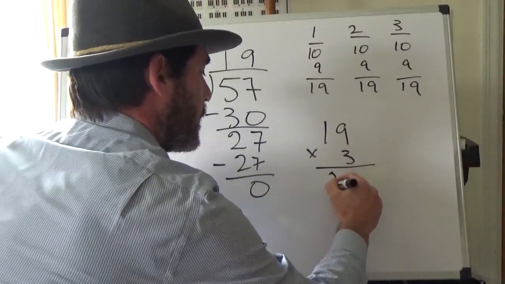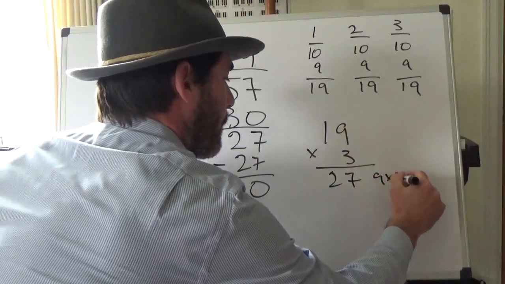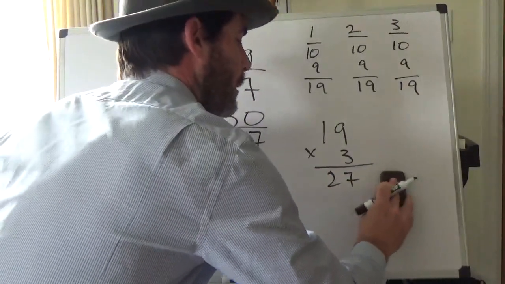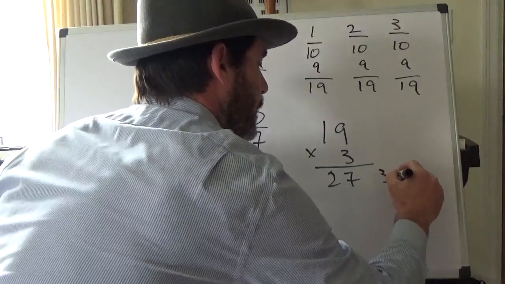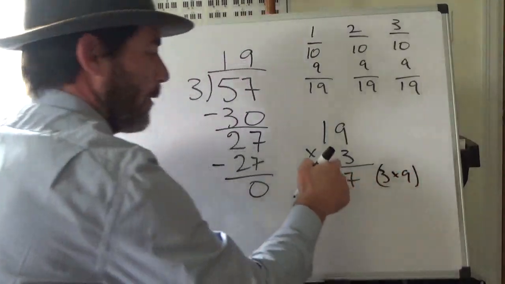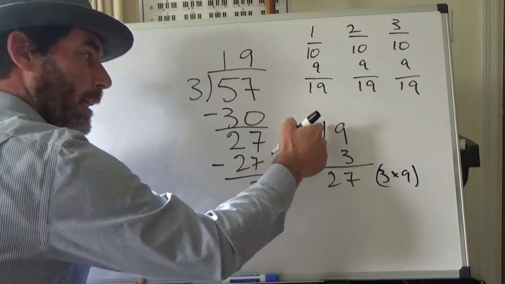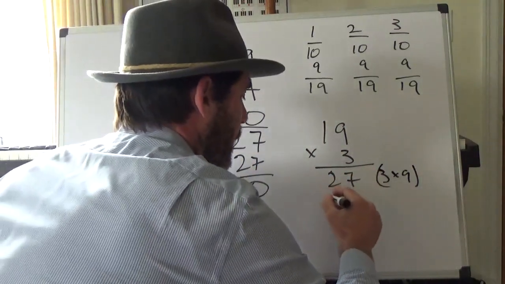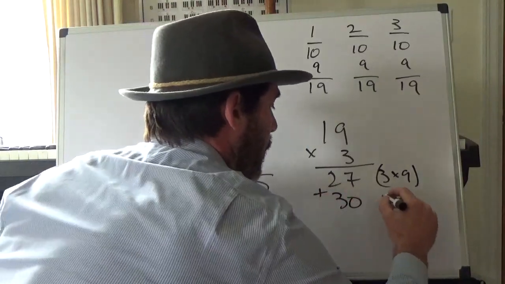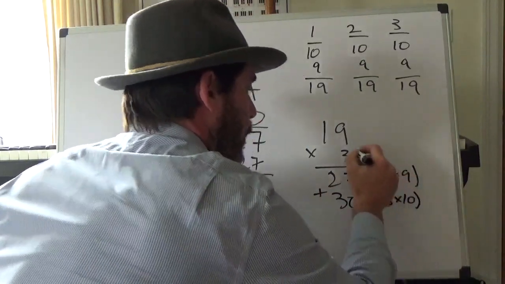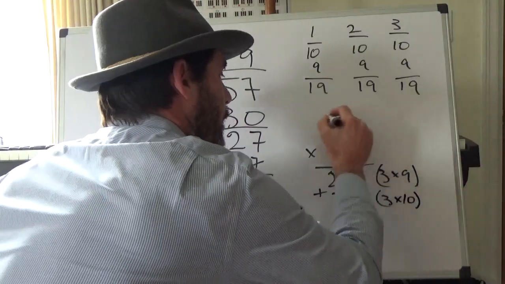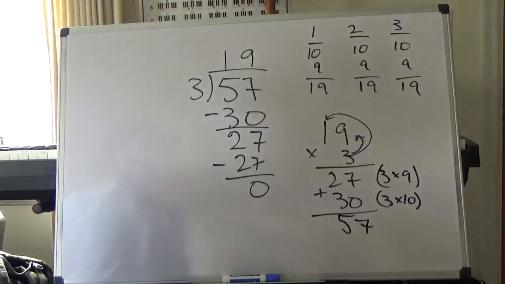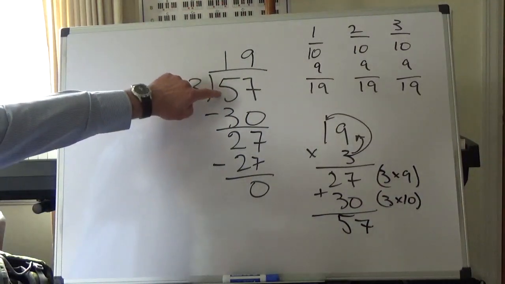9 times 3 is 27. Now I've got, should actually write this way. I like keeping track of what I'm doing, so 3 times 9. Now I've got the value of this again is 10. I have 10, so 3 ones times 10, or 3 times 10 is 30. So I multiplied 3 times 9, 3 times 10. If I add these together, I get 57 as my answer. And that is the number I began with.